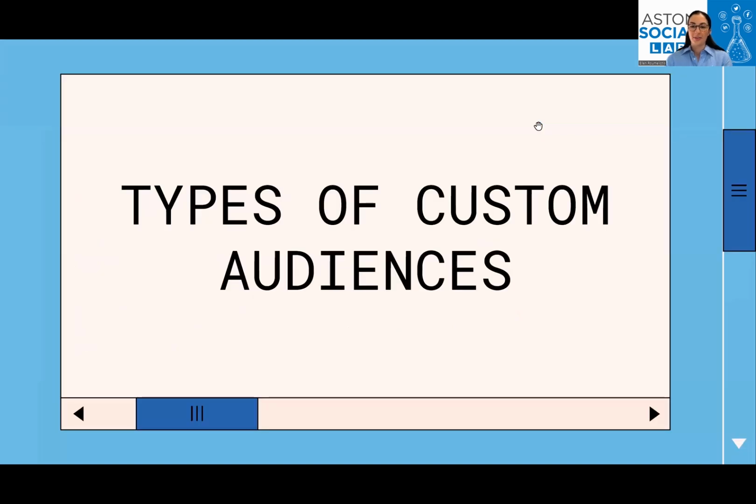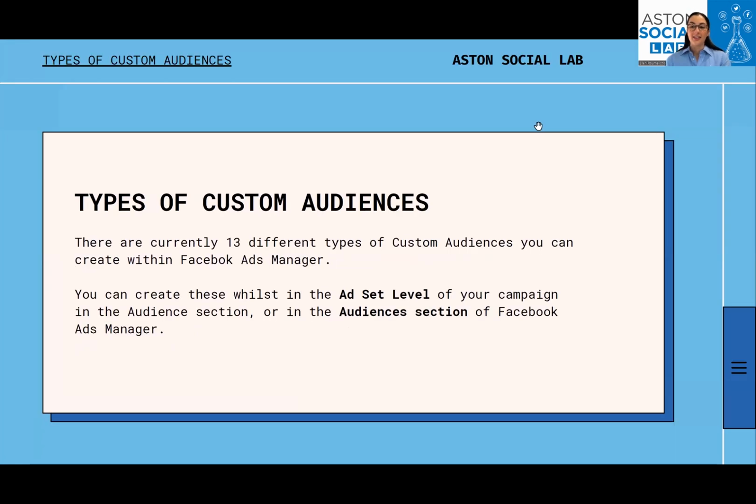So let's explore the different types of custom audiences. There's currently 13 different types of custom audiences you can create within Facebook Ads Manager. You can create these in two different ways. So number one being in the ad set level of your campaign while you're creating it, and this sits in the audience section. I'm going to show you an example of this later down the track. And then the second way is in the audiences section of Facebook Ads Manager.